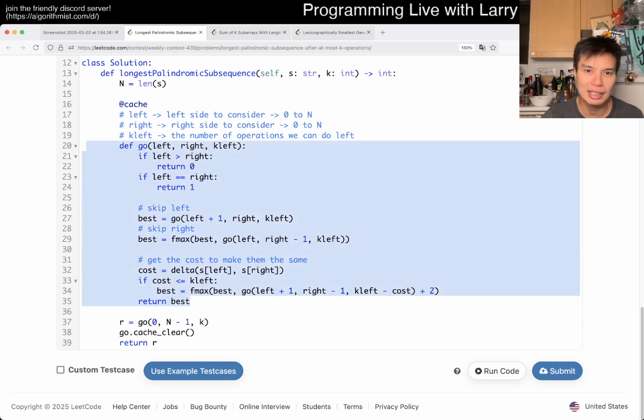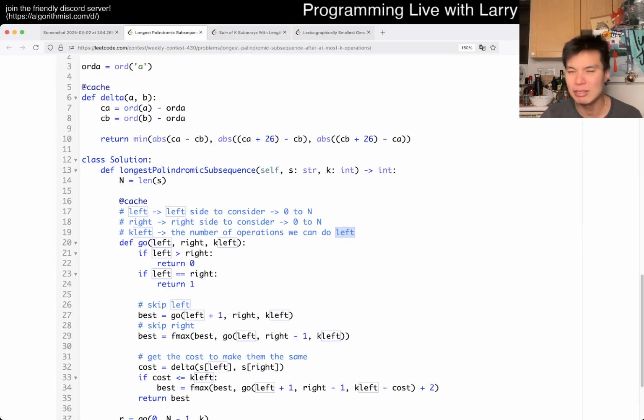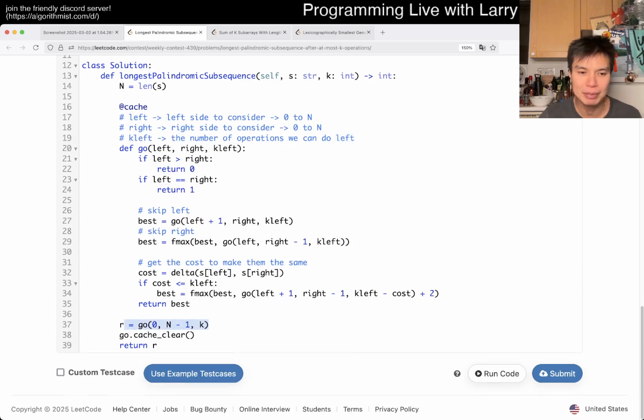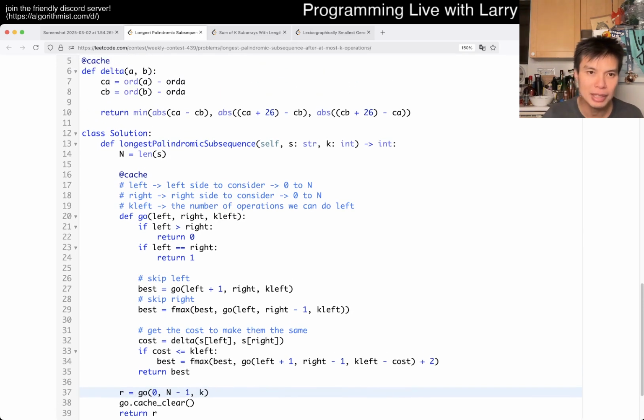As I said, this is going to be n cubed because k could be up to n, right? Or up to 200, I suppose. It's not n, but n squared times k, which is 200 cubed, is maybe what I meant. And yeah, that's pretty much it. This is the starting thing from left to right inclusive, and k is the number that you have left, right? So yeah, make it slightly smaller.